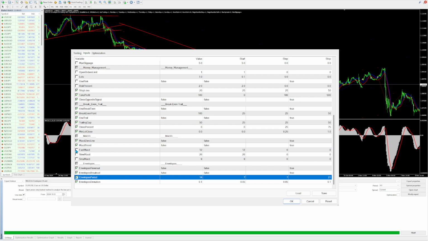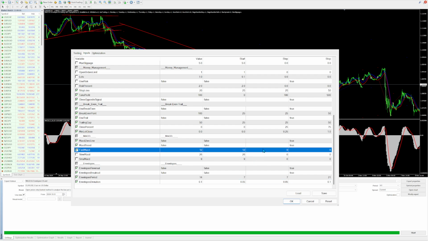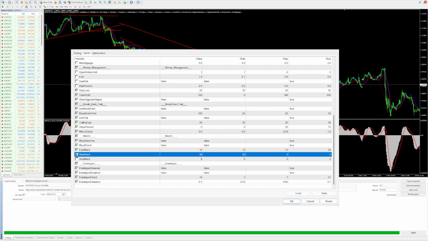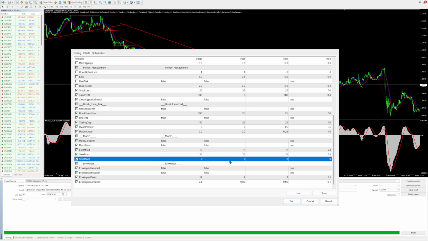No, actually we'll do MACD 12, 24. I think 24 should be fine on that. For the fast MACD, and the slow MACD we'll do 26, 52. And for the SMA on the MACD, let's just do 9, 18. Okay, so there are all those settings we're going to optimize.